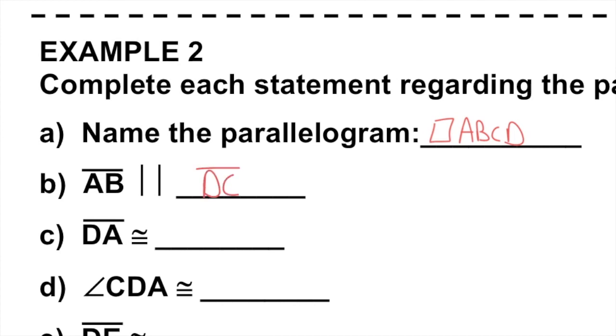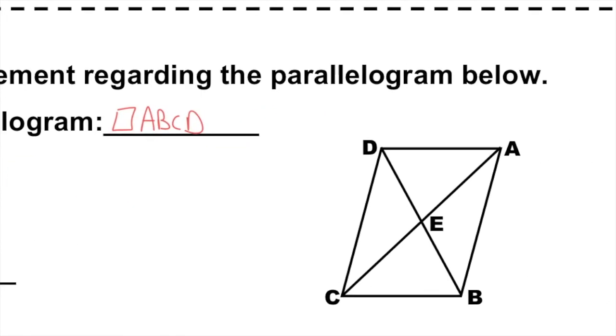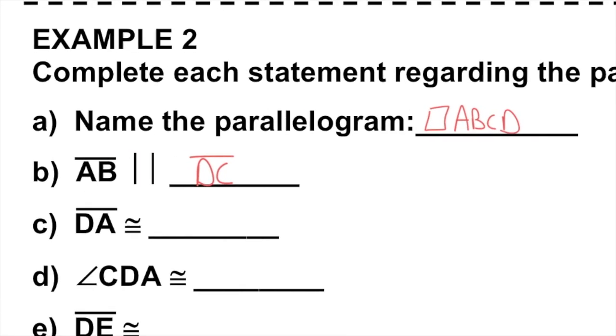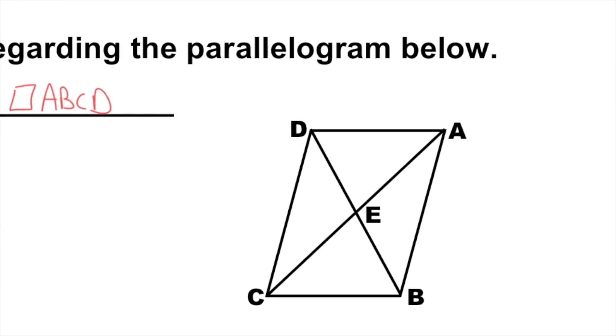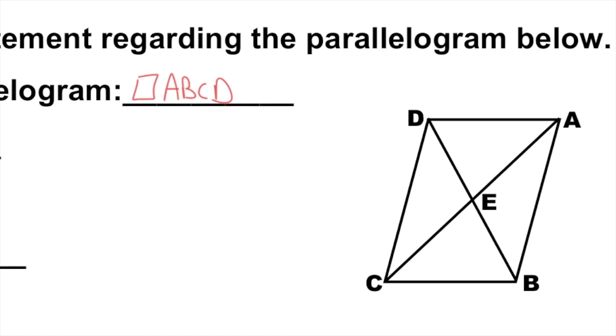Then it says segment DA is congruent to what? Well, DA is this top one. Opposite sides are congruent, so I'm going to say segment CB. It says angle CDA is congruent to. Well, here's angle CDA. Opposite angles are congruent, so I'm going to say angle ABC.